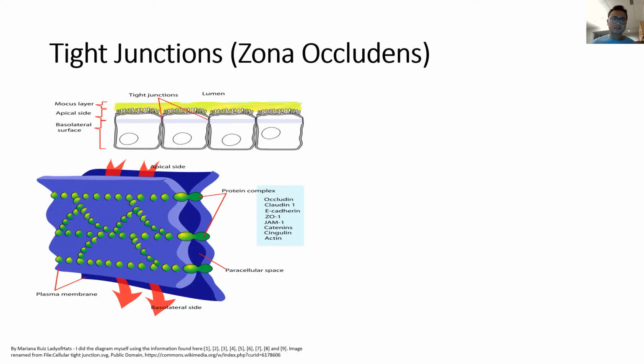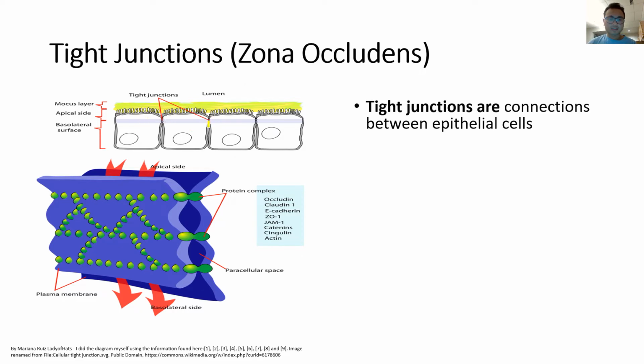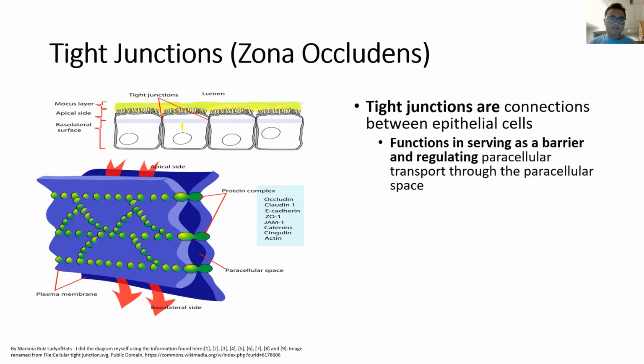So let's get started. The first junction we're going to be talking about are tight junctions, which are also known as zona occludens. So here we can see adjacent epithelial cells, and between those cells we have what are called tight junctions. Tight junctions function as a barrier and regulate paracellular transport through the paracellular space.